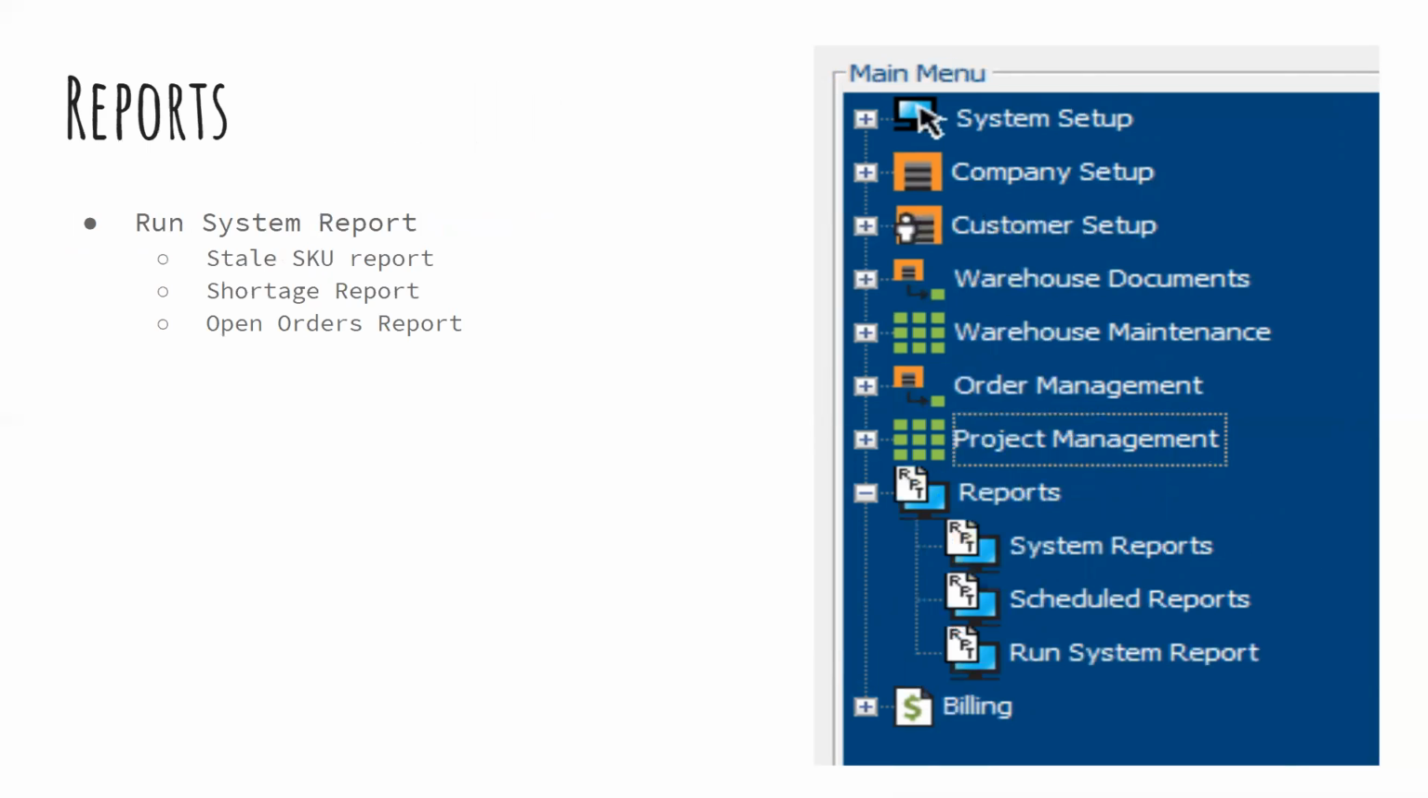For instance, there is a stale SKU report, which could tell us how many SKUs have not moved in the last 60 days. A shortage report will tell us all the orders for a specific customer with the cases that we do not currently have in stock. So these orders are short, the unallocated product. And then there's also the open orders report, which tells us, obviously, the orders that are open for a specific customer.